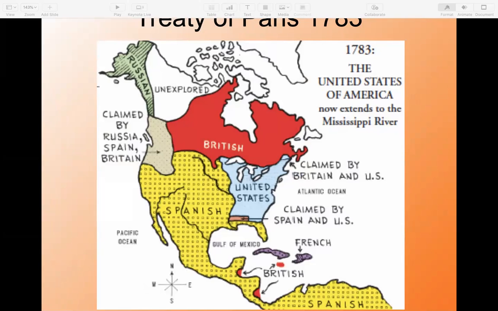The United States is the light blue. French is the purple. British got the islands in those two little spots. Spain. Everything yellow is Spanish. And then that gray was claimed by Russia, Spain, and Britain. The white is all unexplored, and the green is Russian.